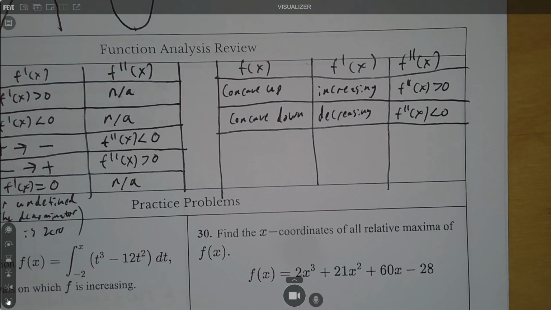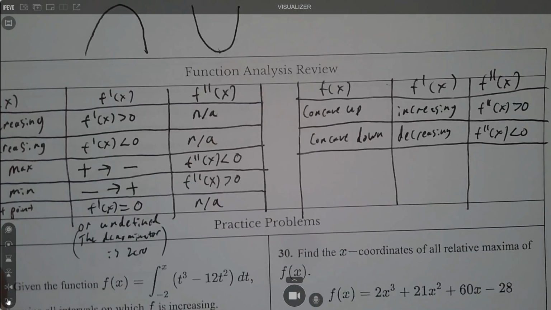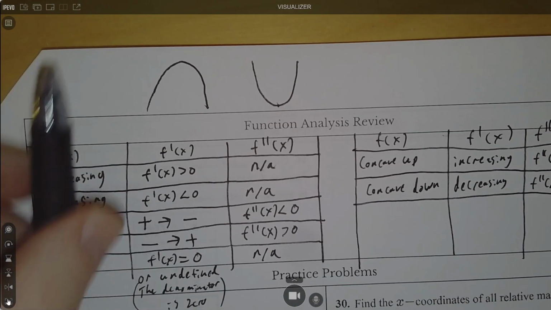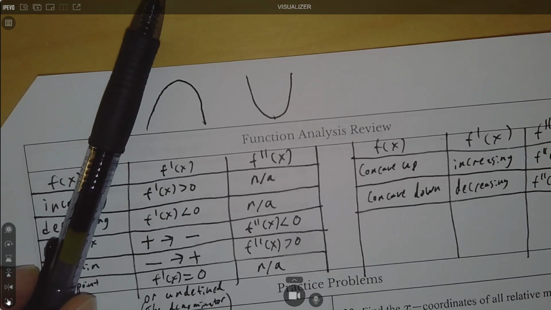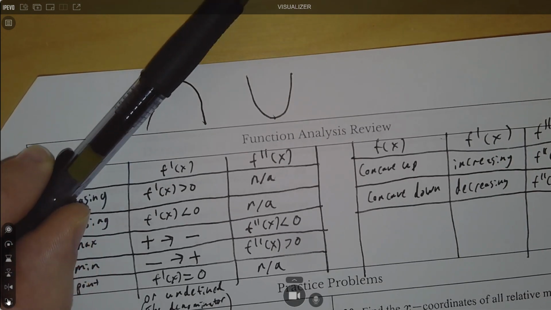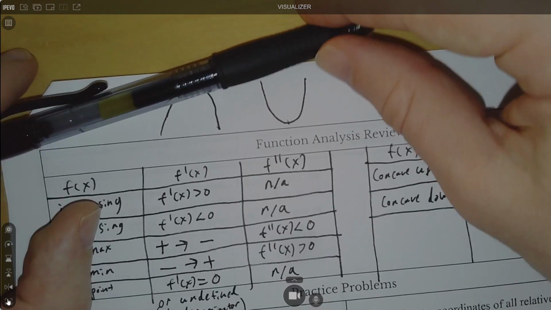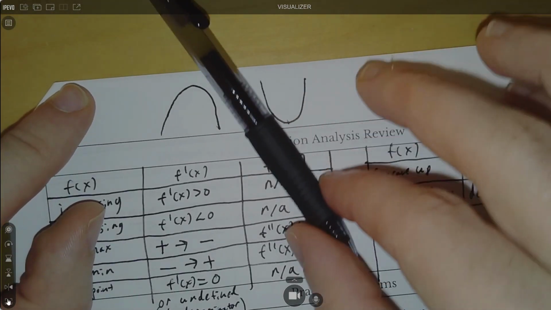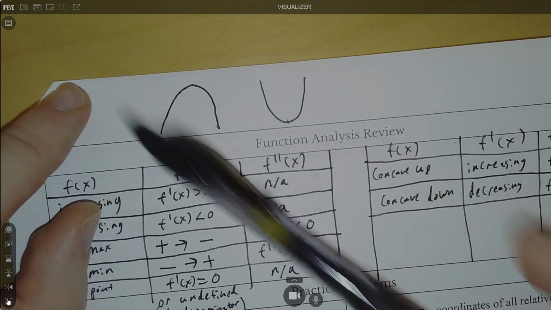And just to remind you about that, in case you're confused about why this is concave down: if you think about this, my pen is the slope. I start very, very steep. I'm getting shallower, shallower, shallower. I'm at 0, and then I go negative. That's concave down. It's always decreasing. My slope is always going down.